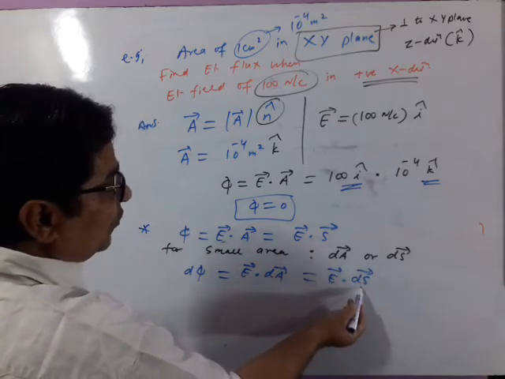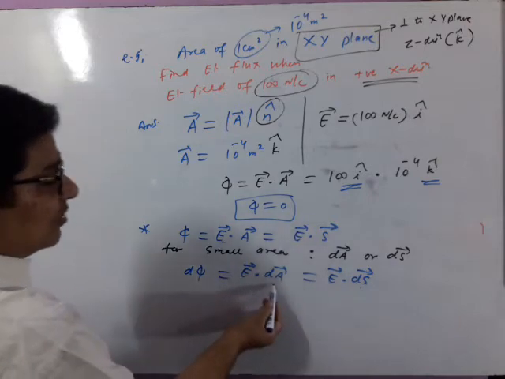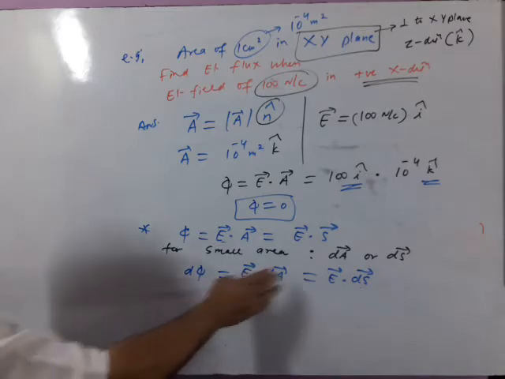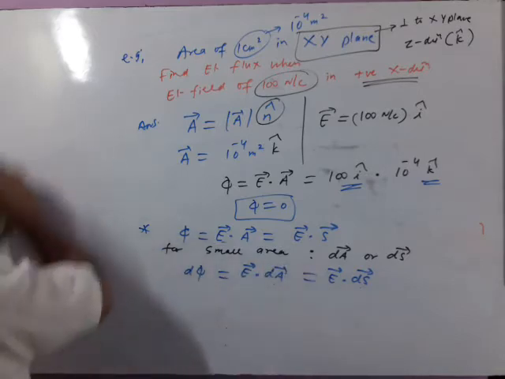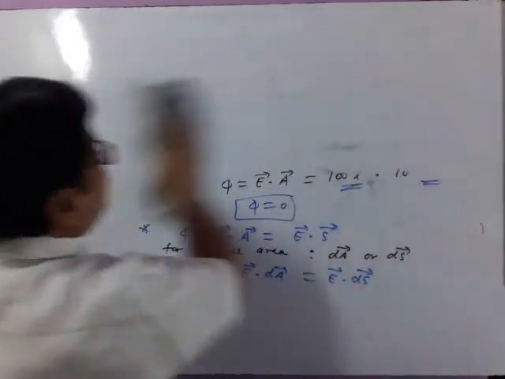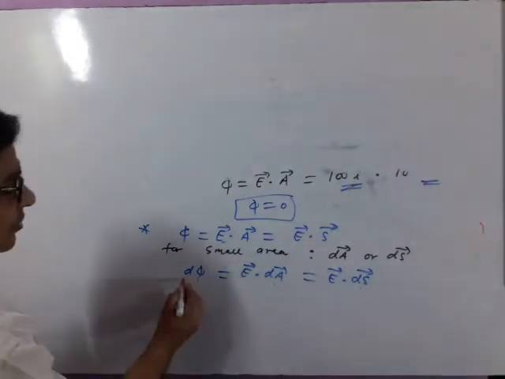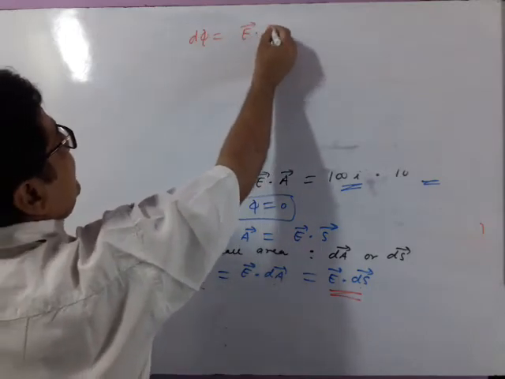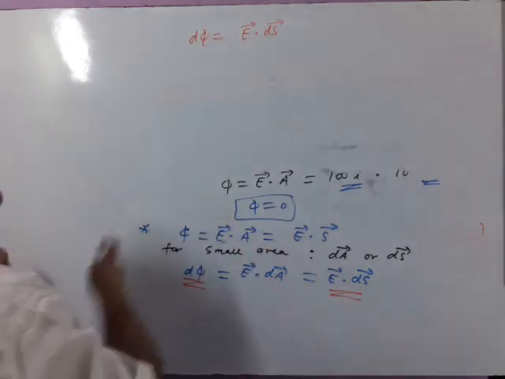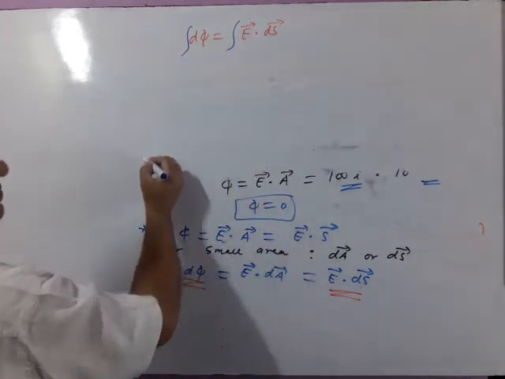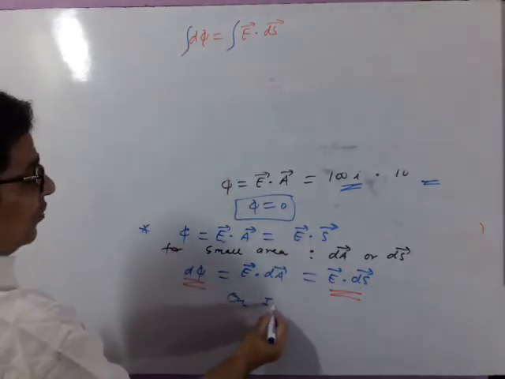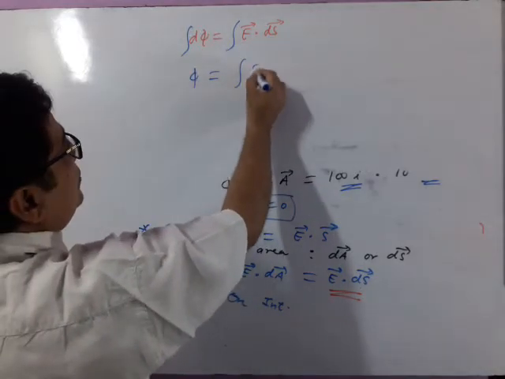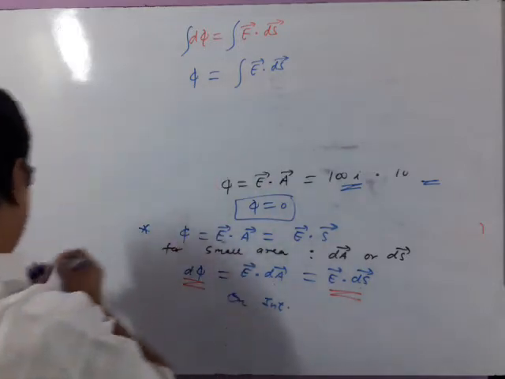This is called, for small area, dS vector or dA vector. This is the small flux d phi. Now you can write either this or that. So let us say we continue with only one term: d phi is E vector dot dS vector. Integrate both the sides. So on integrating, the integration of d phi will be phi. So this is E vector dot dS vector.